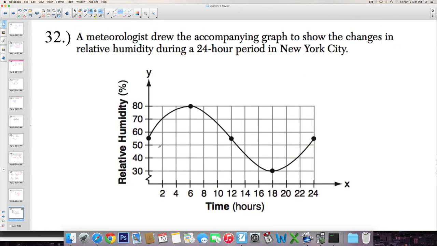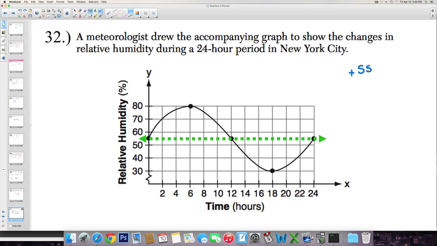Okay, so we want to write an equation of this trig graph here. And this is that real world one. Here we have time in hours, humidity. So first thing we want to do is identify the midline. So midline is right here. So that's at 55. So if we know the midline is 55, that means at the very end, we are going to have a plus 55.